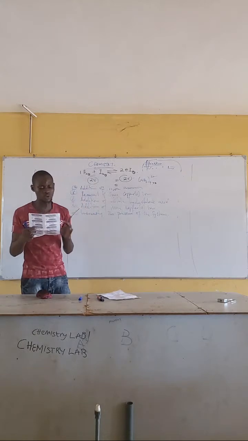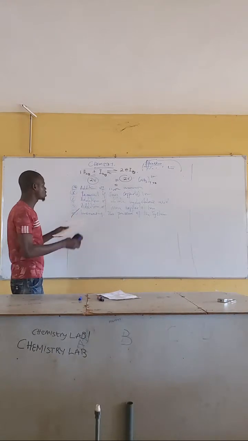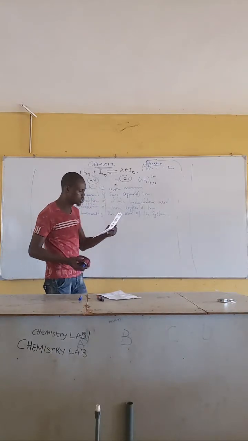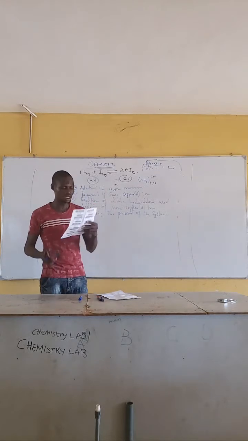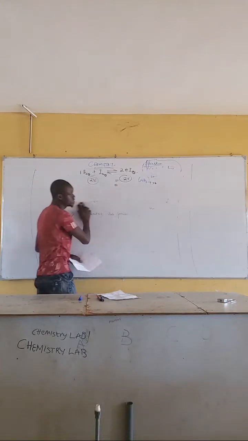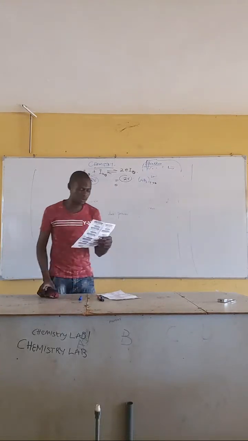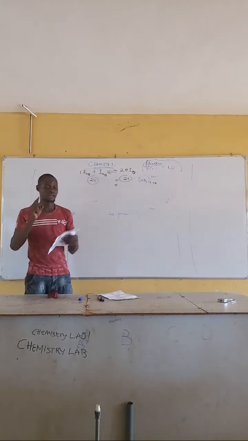Now we have this question: which property of a reversible reaction is affected by a catalyst? A, heat content. B, energy of activation. C, free energy change. D, equilibrium position. Now, what is the answer? Just do A, B, or C. Which property of a reversible reaction is affected by a catalyst?